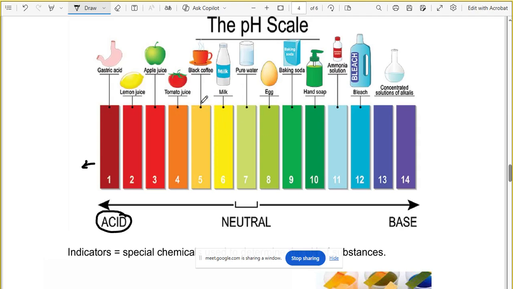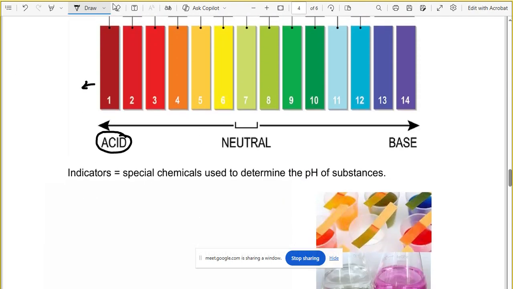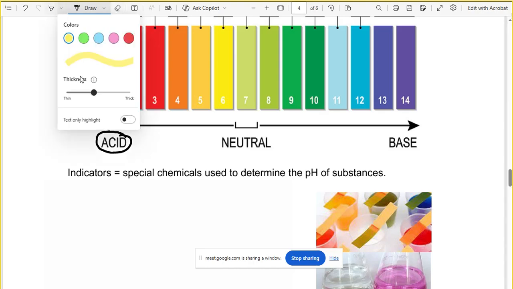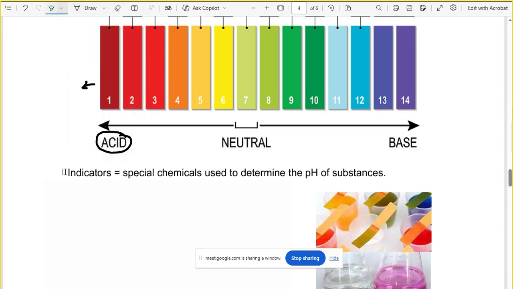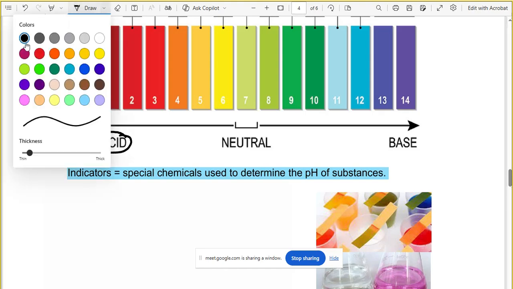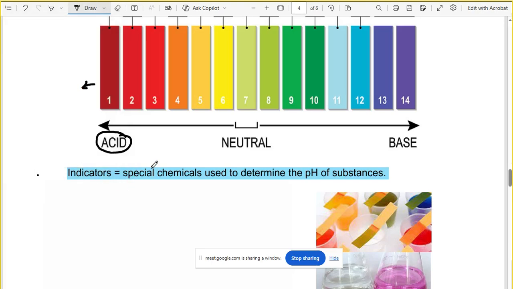Okay, so can you please read the statement for me? What is this statement saying? Indicators equal special chemicals used to determine the pH of substances. Exactly. So indicators equal special chemicals used to determine the pH of substances.